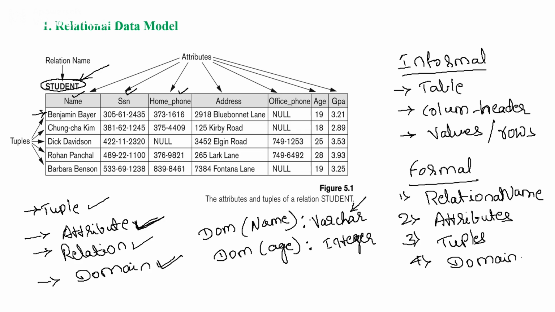This is about the formal definition of a relational data model. In the informal definition we call it a table, column header, values and rows, but in the formal definition, instead of table we call it a relation name, instead of column header we call it attributes, instead of rows we call it a tuple, and domain is nothing but the values along with the data type and format. In this particular table, this figure I have referred from the textbook, that is the DBMS textbook, which is written by Navathe.